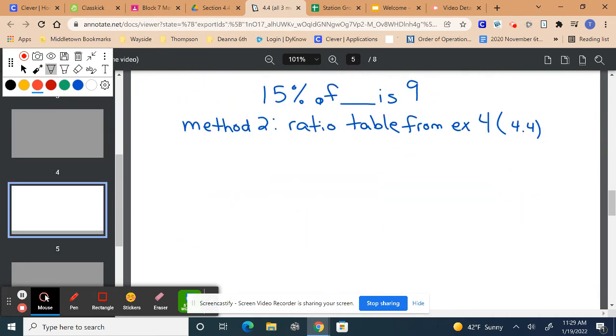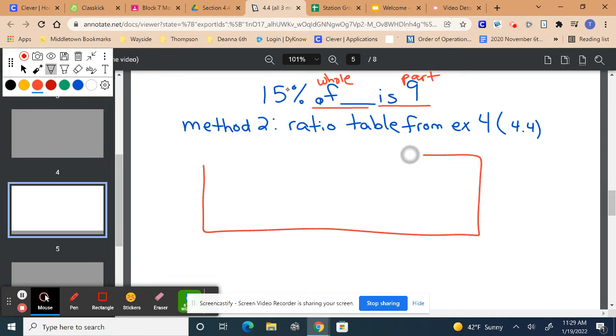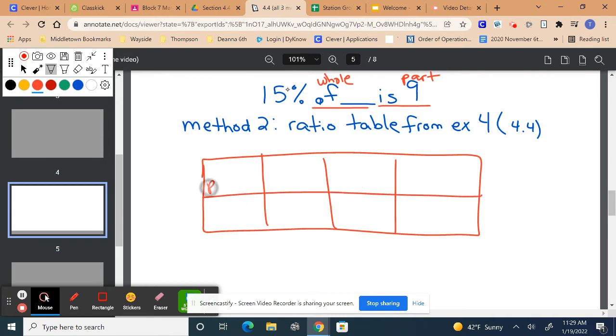Same thing, we're missing our whole. But this is method 2 that we learned. And method 2 is with our ratio table. So "of" is our whole, "is" is our part. So we're going to draw 8 boxes, just in case we need to find the middleman. And we're going to write part over whole.